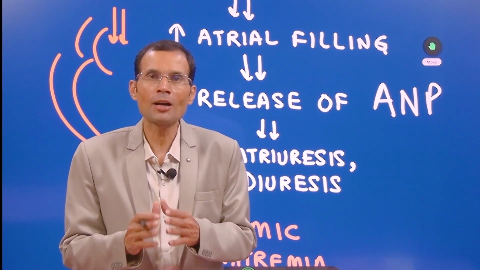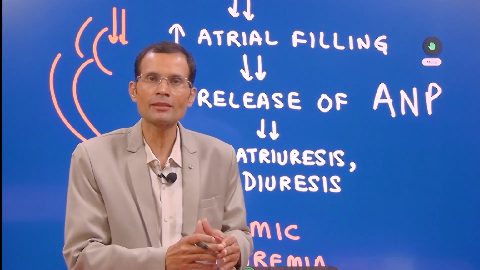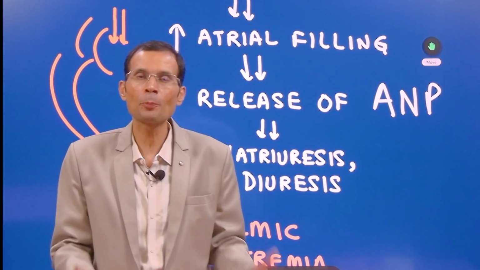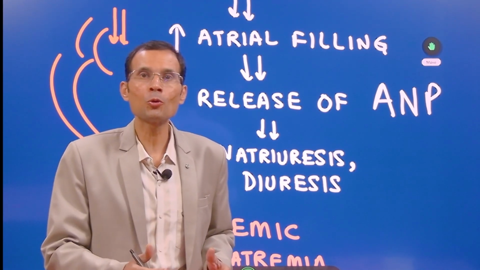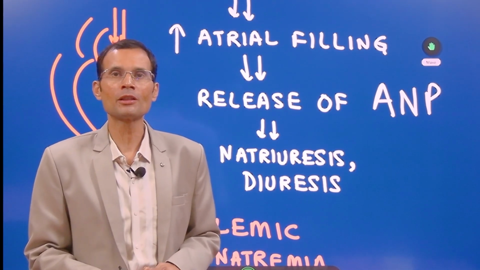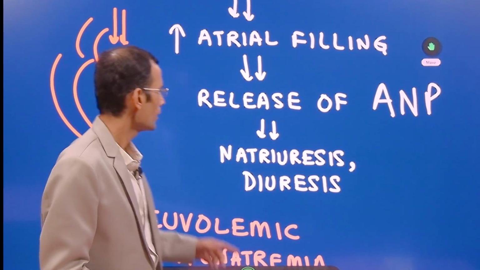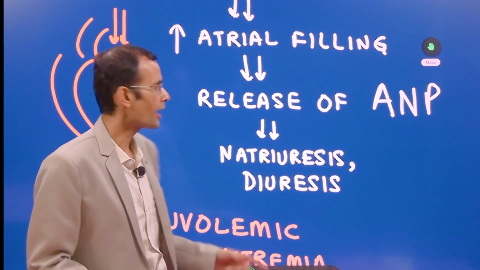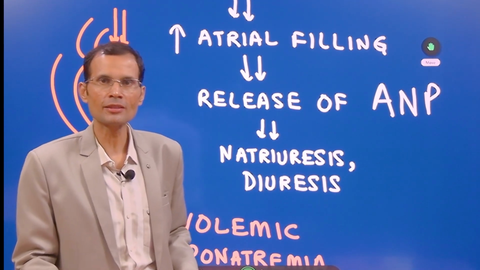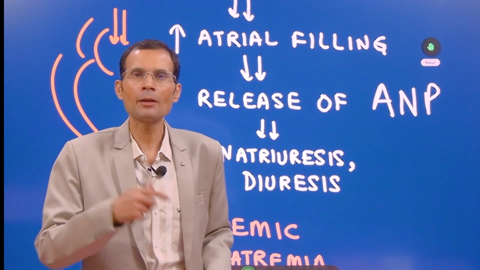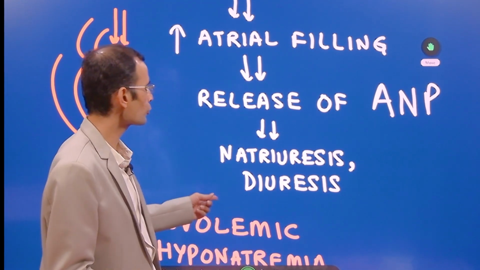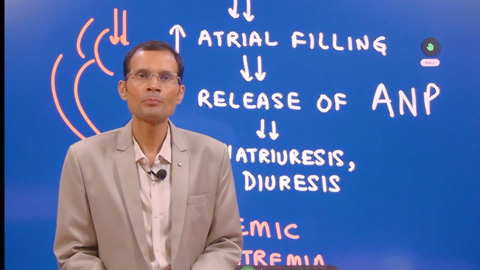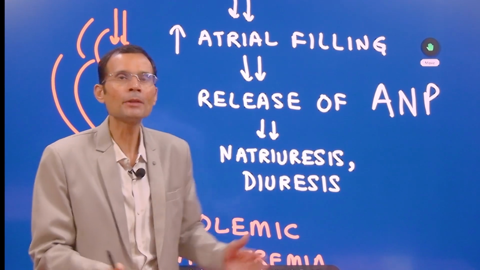Yes, that was our major problem in the first place, that ADH is getting secreted excessively, inappropriately, so water load is not getting excreted properly. That was the problem. Partially it has been resolved, that ANP now is causing natriuresis, that is sodium lost into the urine, and because sodium is lost, water also follows and is lost into the urine. So diuresis is happening because of this ANP.